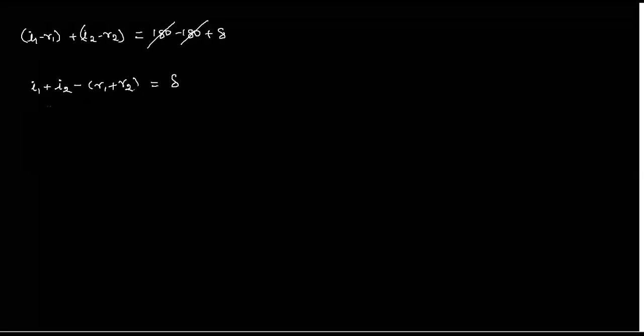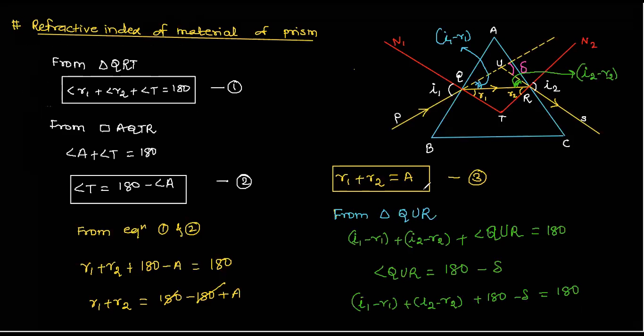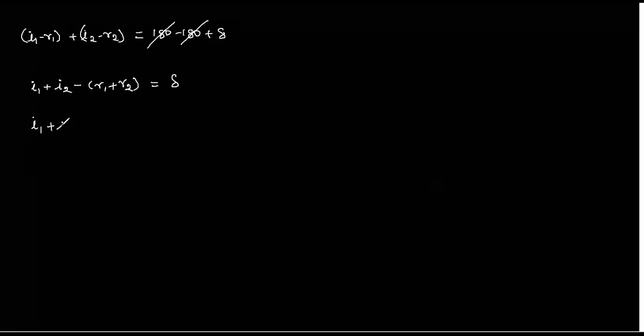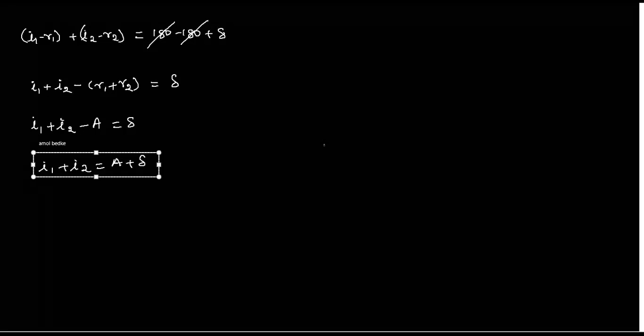Now this R1 plus R2 is what? R1 plus R2 is A from equation 3. Can you see? From this equation 3, R1 plus R2 is equal to A. So let's substitute here. So you are getting I1 plus I2 minus A is equal to delta, and therefore I1 plus I2 is equal to A plus delta. Right? Very simple, it is just geometry. So let us call this equation number 4.